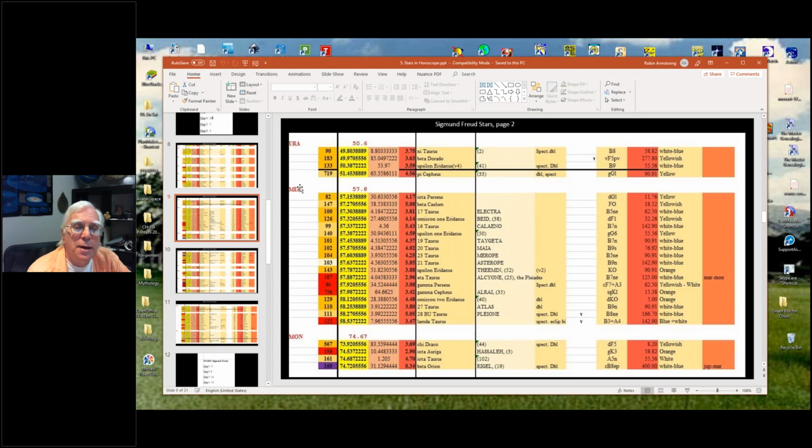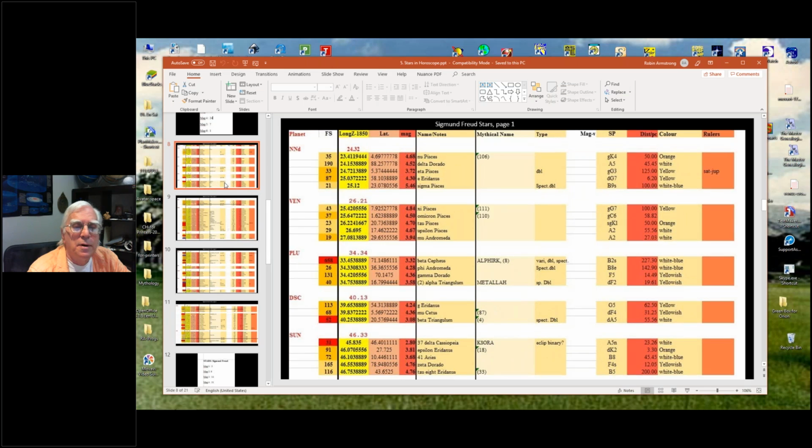Let's just see, looking back here: 50, 57, 74, 24, 26, 24, 25, 32. Yeah, these would overlap, but they don't exactly, because there are no stars that are causing the overlap. Okay, there will be another chart.